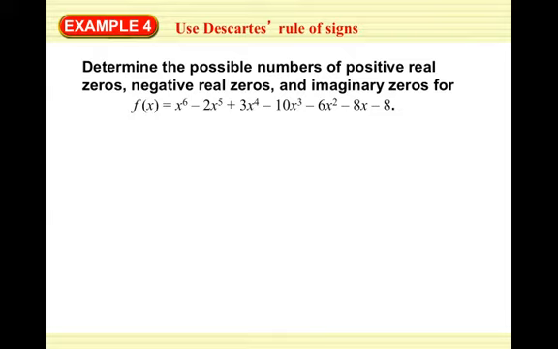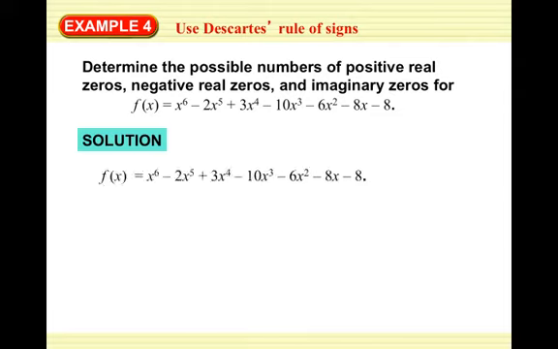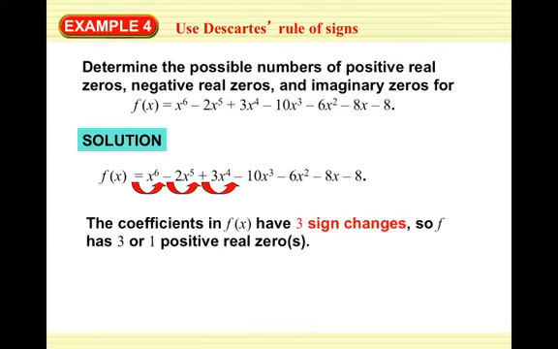Alright, so let's look. We're going to determine the possible number of positive real zeros, negative real zeros, and imaginary zeros for f of x equals x to the 6th minus 2x to the 5th plus 3x to the 4th minus 10x cubed minus 6x squared minus 8x minus 8. Okay, so we start counting sign changes. So for f of x, positive to negative, that's 1. Negative to positive is 2. Positive to negative is 3. So there's 3 sign changes.